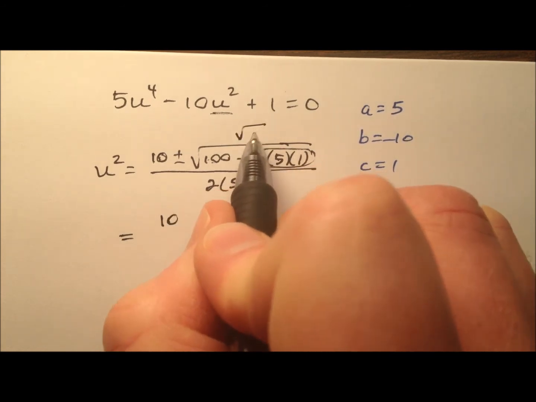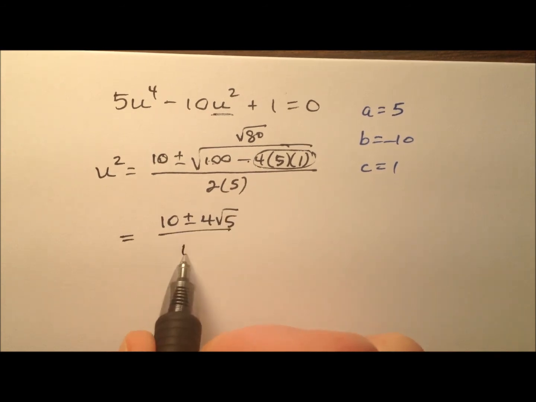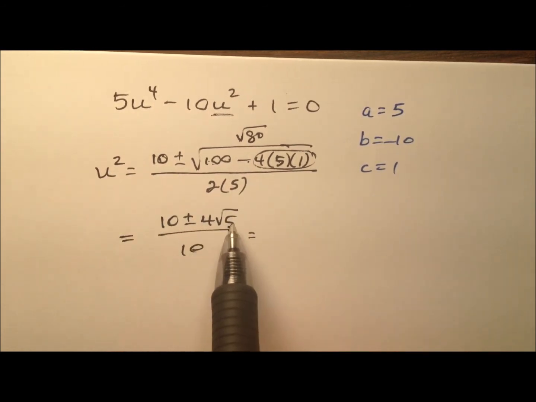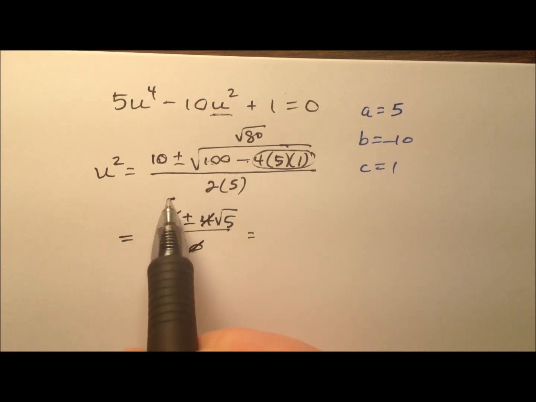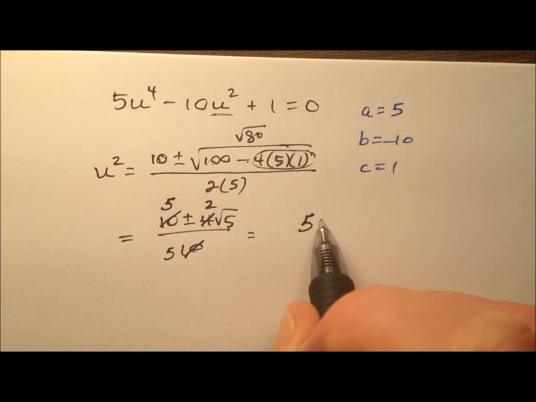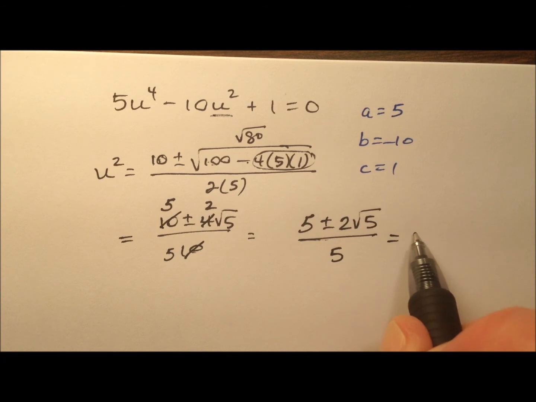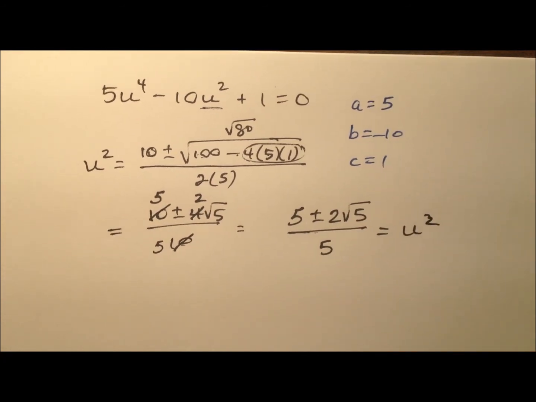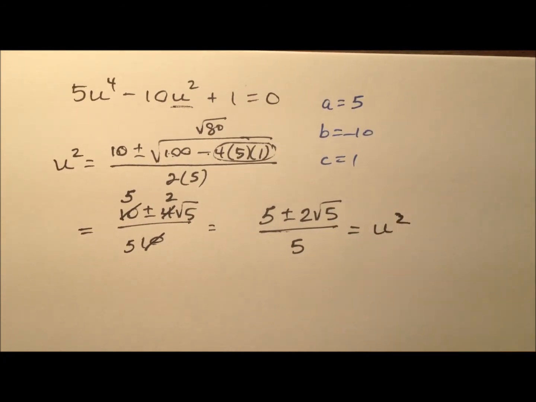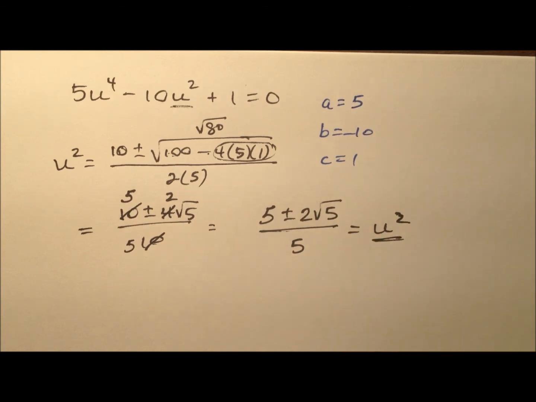And I can reduce the square root of 80 to, let's see, 4 radical 5 all over 10. And I can factor a 2 and cancel it out of everything. So 5, 2, 5. So it looks like 5 plus or minus 2 radical 5 all over 5. And that equals u squared. And remember, if you will, that this value of u is tangent of x, and x was 18 degrees. So solving for u will give me the exact value here for the tangent of 18 degrees.